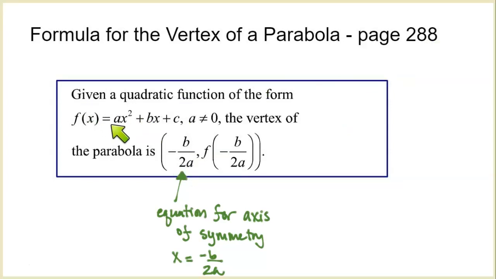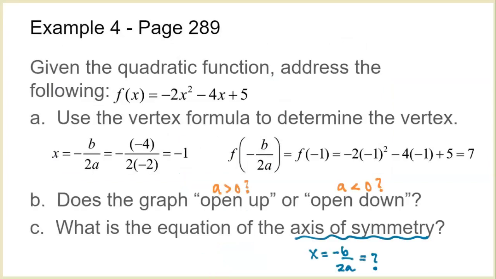So given the quadratic function in standard form, the vertex of the parabola can be found this way. Now this is actually the formula for the axis of symmetry, where the value of x is -b divided by 2a. Once you find that value, you substitute it back into your function. That's what this notation means, f of -b over 2a. That gives you your y value, and essentially you'll have the coordinates for the vertex, where this is the x value and this process is the y value. We'll look at that in the next example, on page 289.